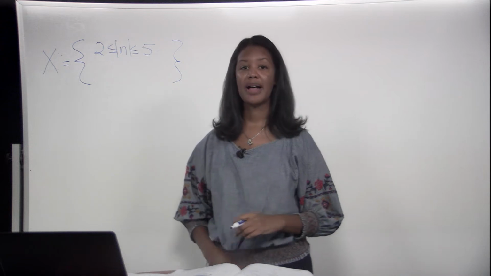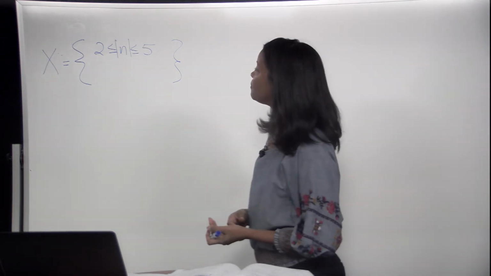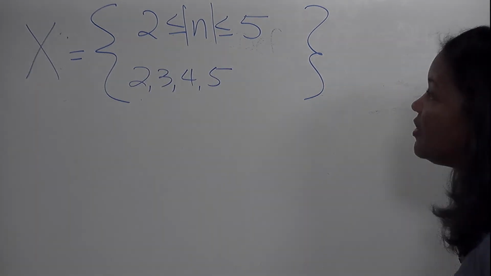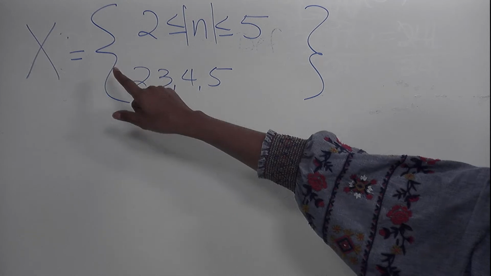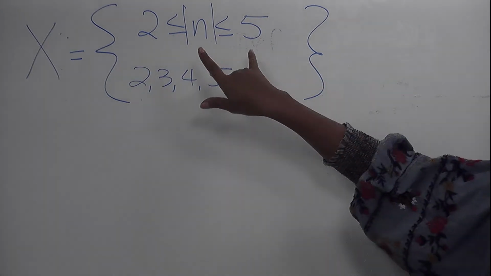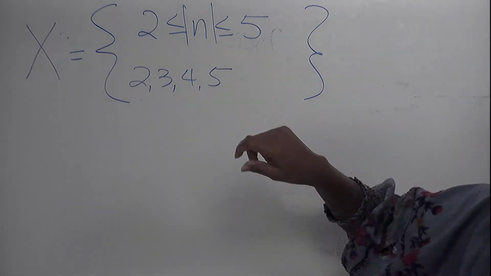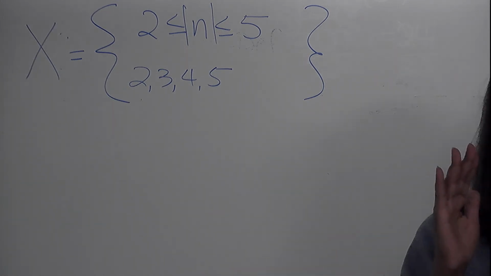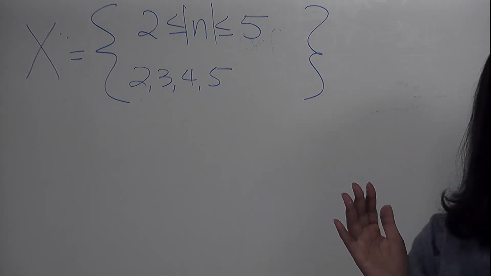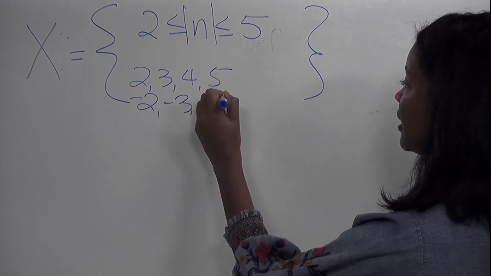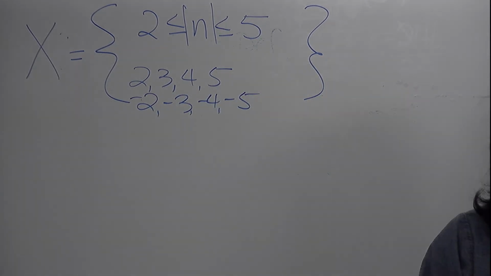So let's think about the possibilities for n. n could be 2, 3, 4, or 5, because if I put a 2 in here, that works out: 2 is less than or equal to 2, which is less than or equal to 5. 3 works, because 3 is between 2 and 5. 4 is between 2 and 5, and 5 is equal to 5. So those are 4 possible values for n. But because n is in the absolute value, we could also look at the negatives of those same 4 numbers. So -2, -3, -4, and -5 are also possibilities for n.